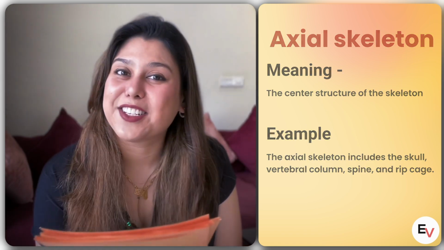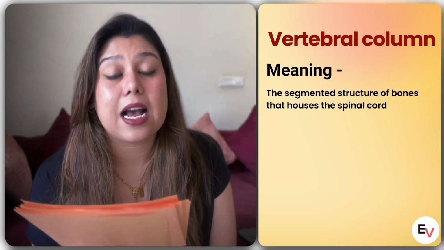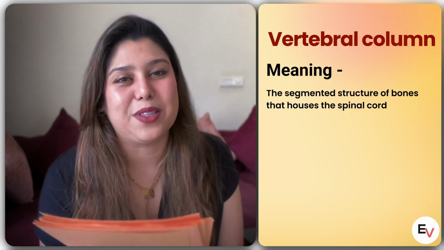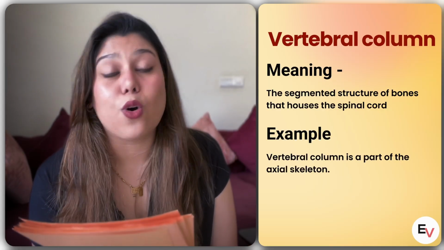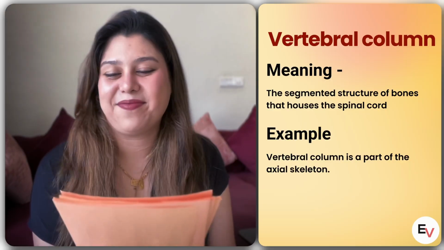Moving on to your next word, which is vertebral column. Repeat after me, vertebral column. This is the segmented structure of bones that houses the spinal cord. Now let's frame a sentence with this word. Vertebral column is a part of the axial skeleton.